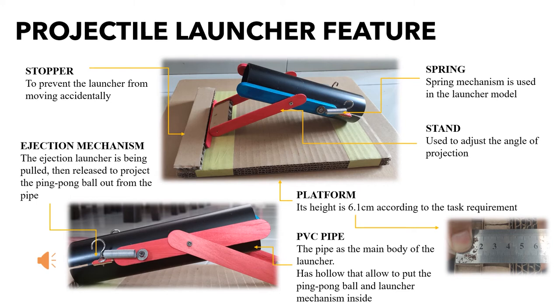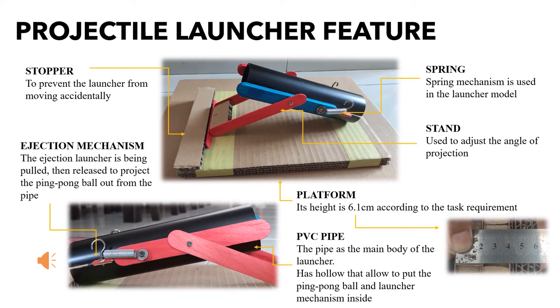Projectile launcher feature. For the projectile launcher feature, the components that we use are stopper, spring, stand, platform, PVC pipe, and ejection mechanism. All of these components have their own function. For example, the stopper we use to prevent the launcher from moving accidentally. The stand is used to adjust the angle of projection.